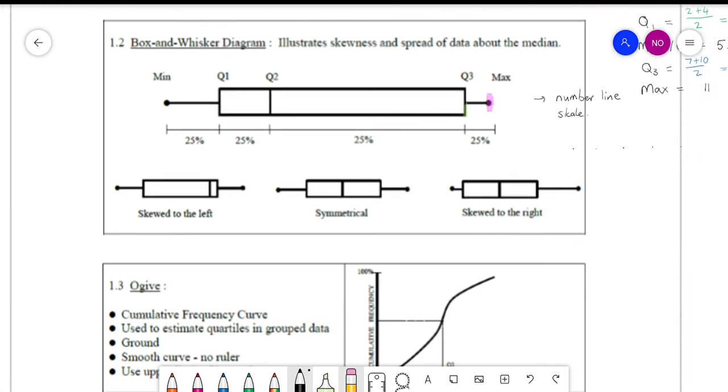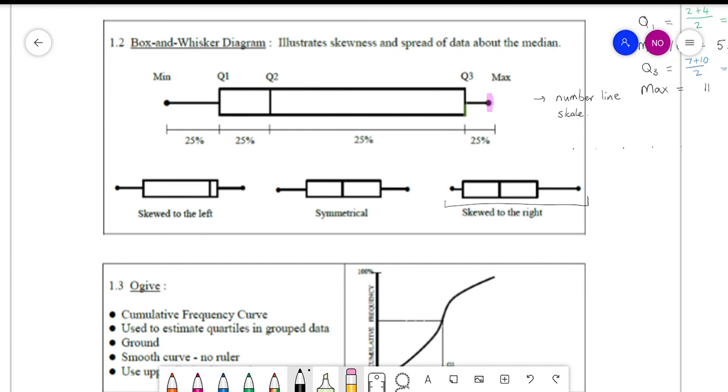Then when we're looking at the distribution of this data, when we're talking about skew to the left, you're actually looking for your box lying on the right hand side. Symmetrical means it's more or less in the middle, and skew to the right is when you are looking for your box lying on the left hand side. So it's a bit counterintuitive. If the box is on the left hand side like we have here, then it means you write down it is skewed to the right.